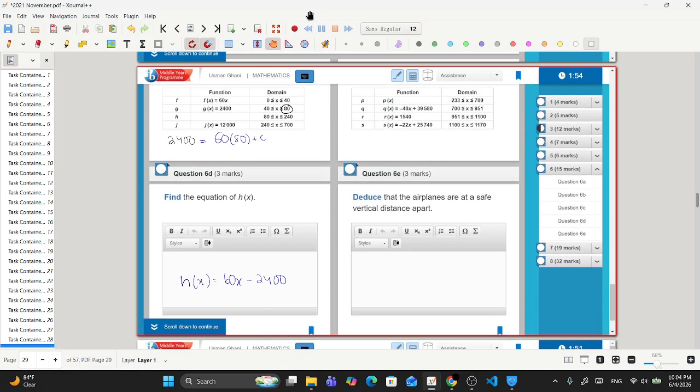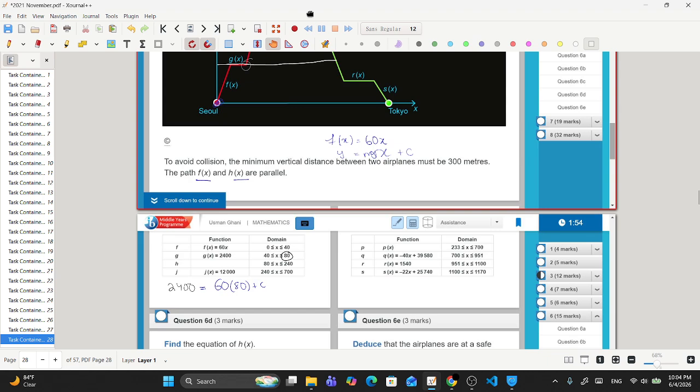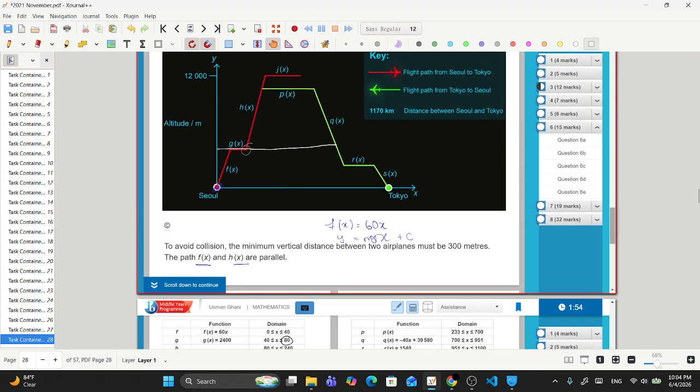Deduce the airplanes are at a safe vertical distance point. So it says the minimum vertical distance between two airplanes must be 300 meters. So whatever value we have, it should be more than 300. So basically, this distance that we see here should be more than 300 is what it means.